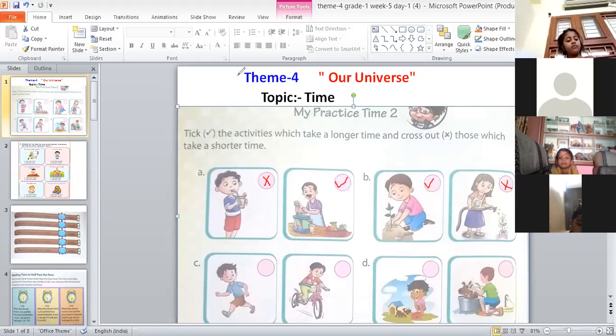Advaita, listen carefully. If you are going to your school on a bicycle, it will take more time or less time if you compare it with you are going to your school by running.